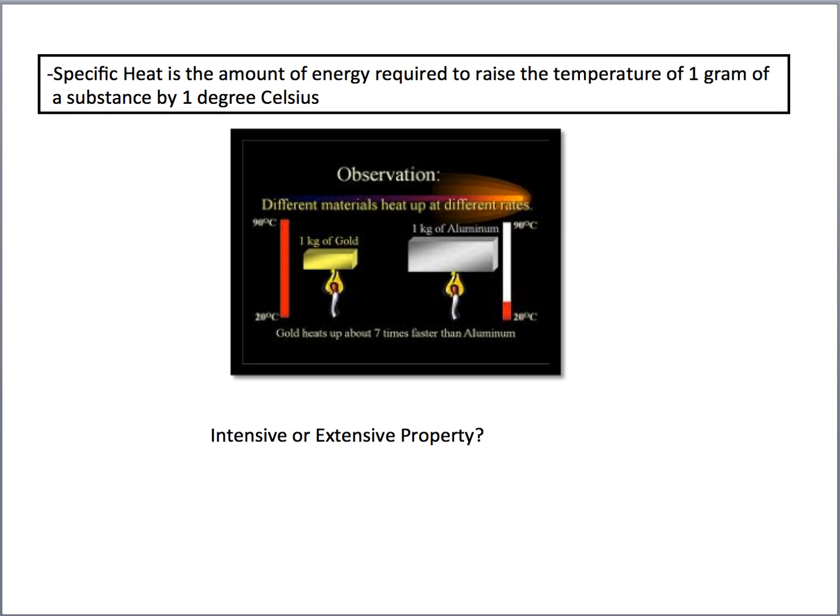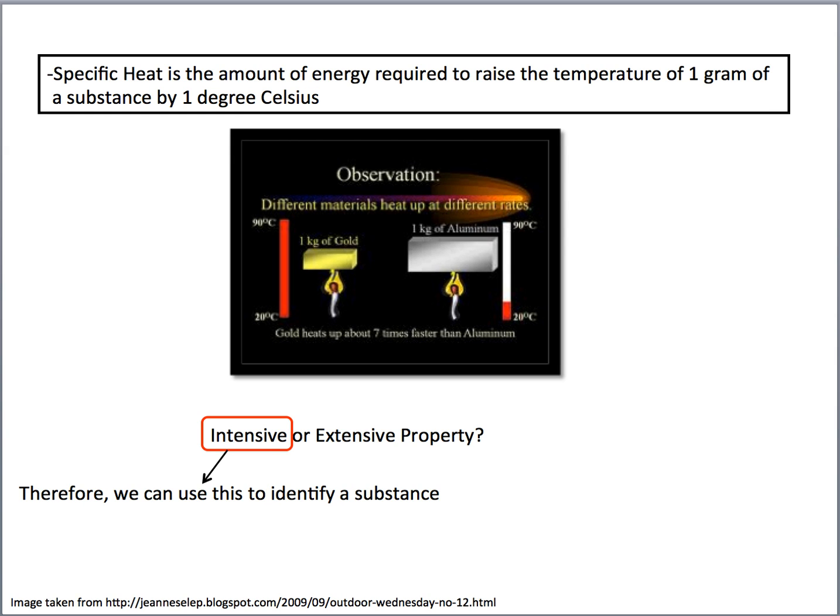Now, based on that definition, do you think that specific heat is an intensive or an extensive property? Remember when we talked about this, an intensive property is one that depends only on the kind of substance, not the amount. An extensive property depends on the amount of substance present, so things like mass and volume. The intensive property that we talked about earlier this semester was density, right? So which one do you think it is? Right, it's an intensive property.